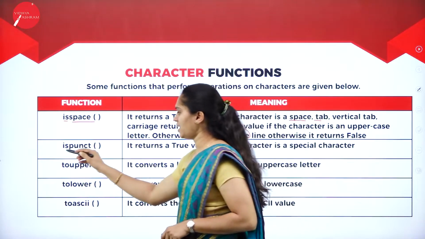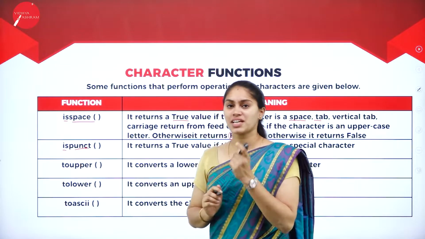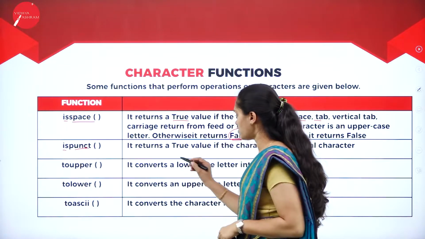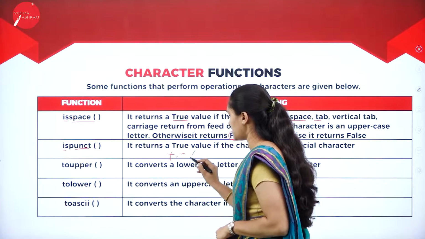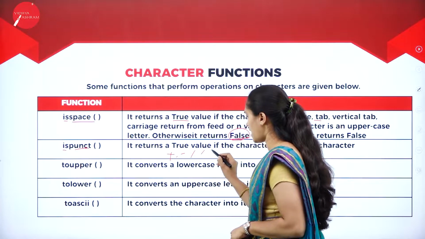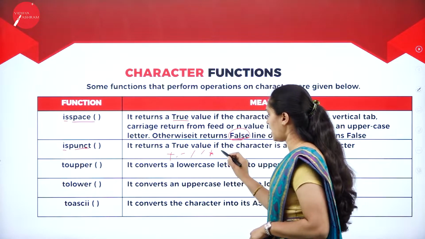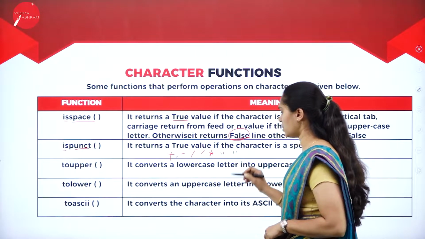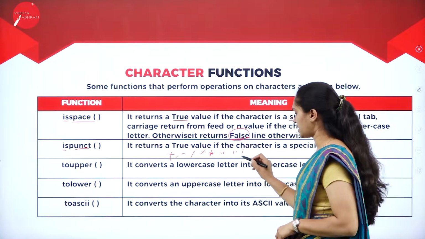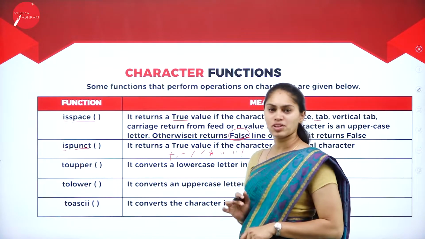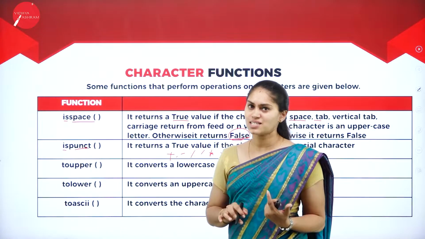Next is ispunct. That means we are checking for punctuations. We have several symbols like plus, minus, modulus, slash, star or asterisk symbol, double quotes, single quote, and some exclamatory symbols. All these are punctuations. Are we giving an input as a punctuation?